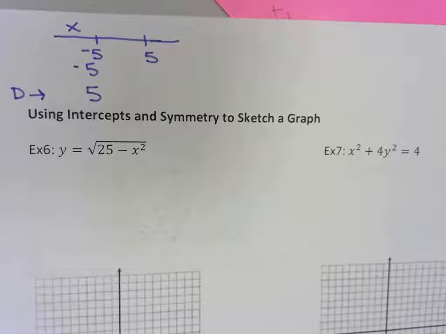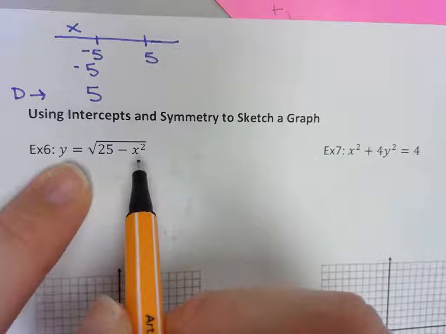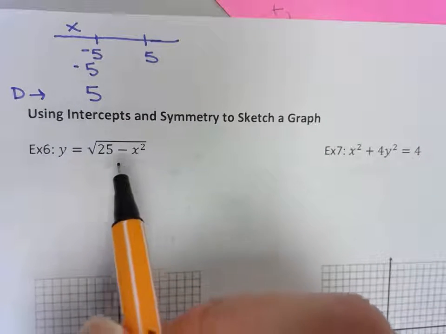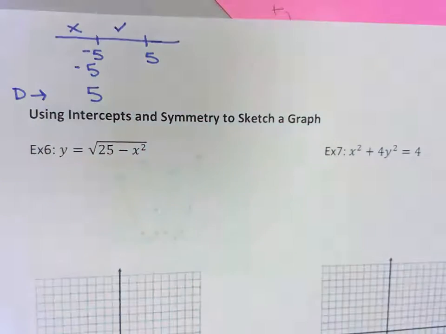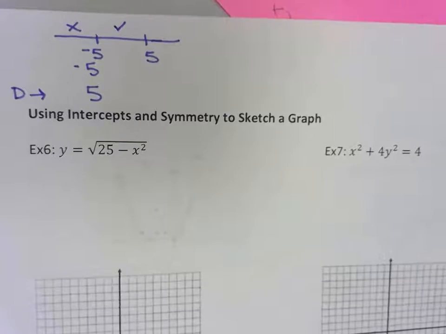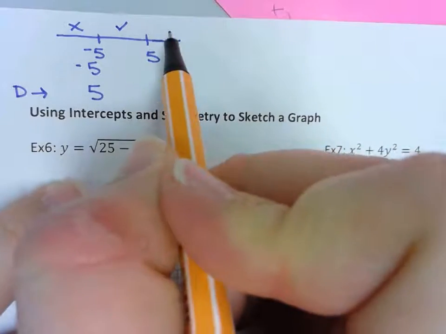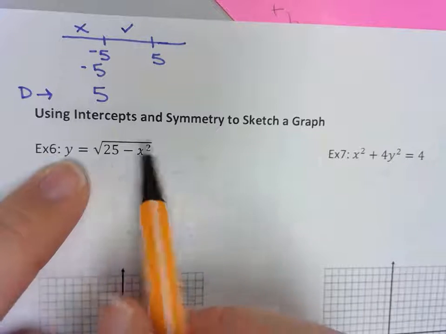So let's plug in a number between negative 5 and 5. What would be the easiest number to plug in? 0. If I plug in 0, 25 minus 0, I don't really care what number it gives me, but does it give me the square root of a positive? Yes. So we're good with that. The next one, if I have 5 to infinity, let's plug in a number here. Let's choose 6 again. If I plug in 6, is that going to give me the square root of a positive? No. This also won't work.